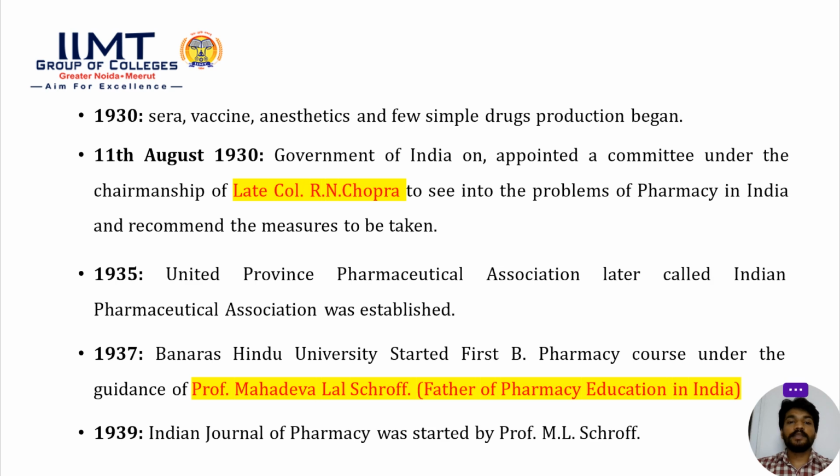In 1930, the production of sera, vaccines, anesthetics and a few simple drugs began. Next, the date is 11th August 1930, when the Government of India appointed a committee under the chairmanship of Colonel R. N. Chopra to look into the problems of pharmacy education in India and recommend measures to be taken.